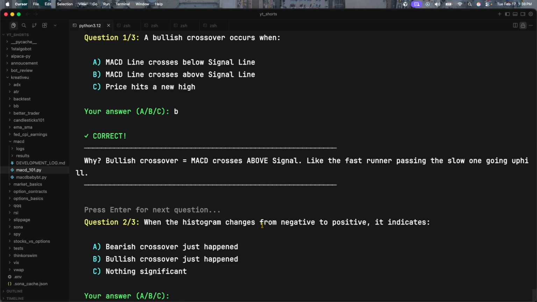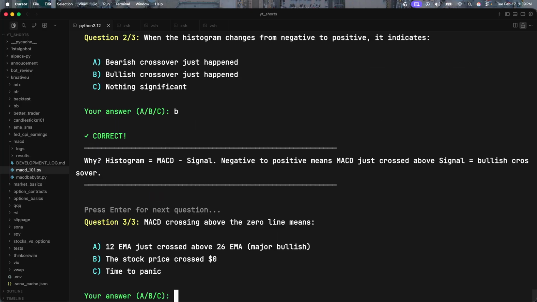When the histogram changes from negative to positive, it indicates what? That the bearish crossover just happened? Maybe if it went from positive to negative, the bullish crossover just happened. That's a little bit more right, because it went from negative to positive. Nothing significant? I would say you weren't listening.